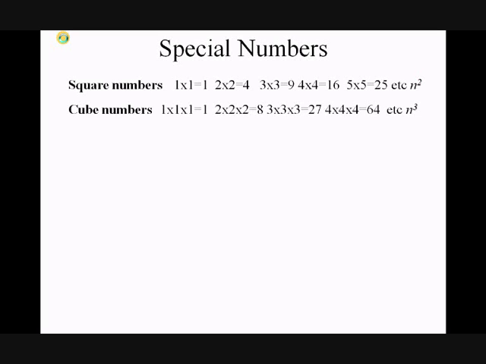Cube numbers, a similar arrangement, 1 times 1 times 1, 2 times 2 times 2, that's 8, 3 times 3 times 3, 27, etc. And it's n cubed.